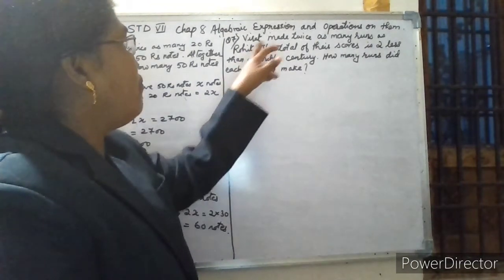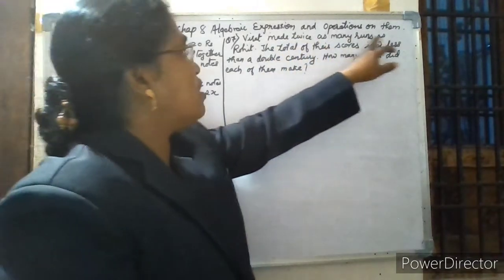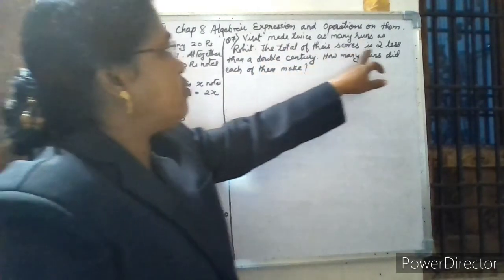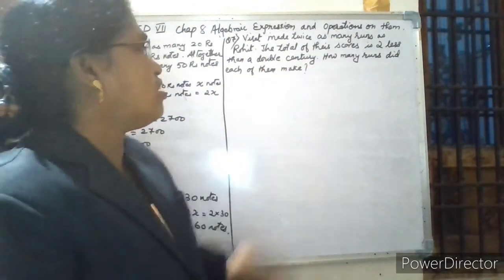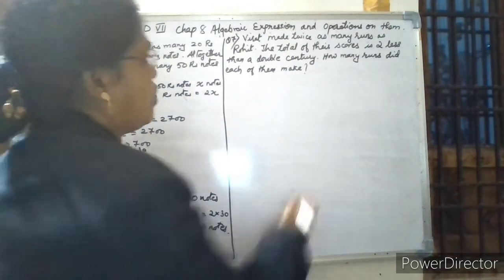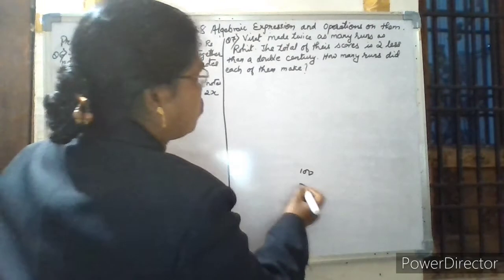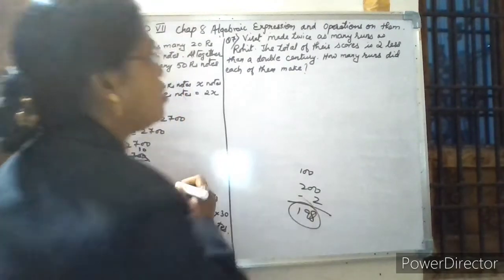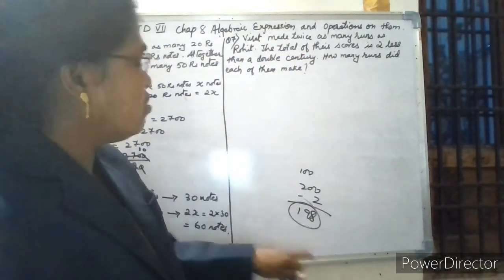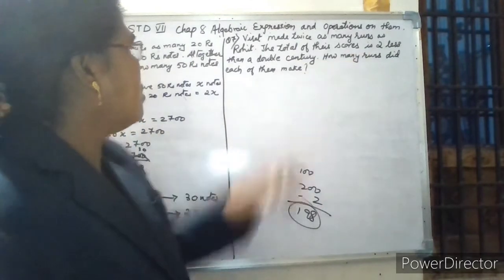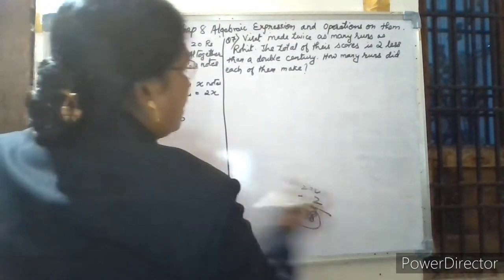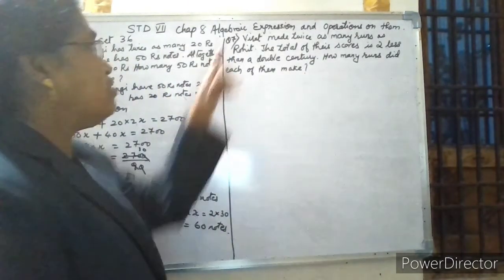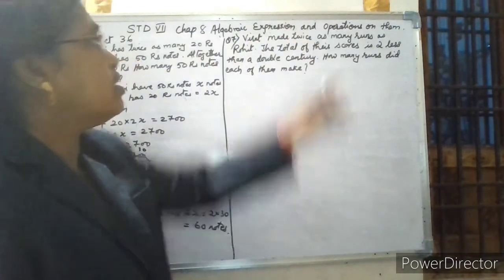Virat made twice as many runs as Rohit. The total of their scores is 2 less than double a century. Century is 100. Double century means 200. 2 less than this will give you 198. That means their total score is 198. How many runs did each of them make? The condition given is that Virat made twice, that means Virat's runs are double Rohit's runs.